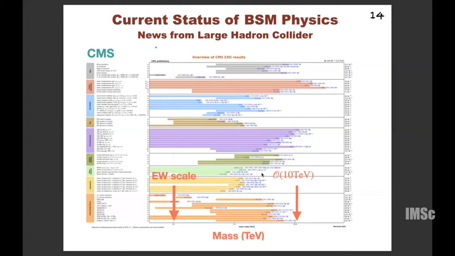Basically, it's the rate. A smaller rate could be due to different reasons: a small coupling, degenerate masses as you mentioned, or the detector is not able to see it for some reason.